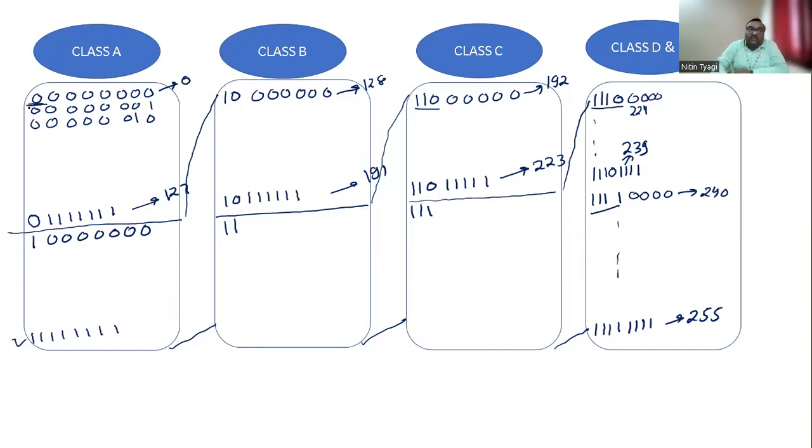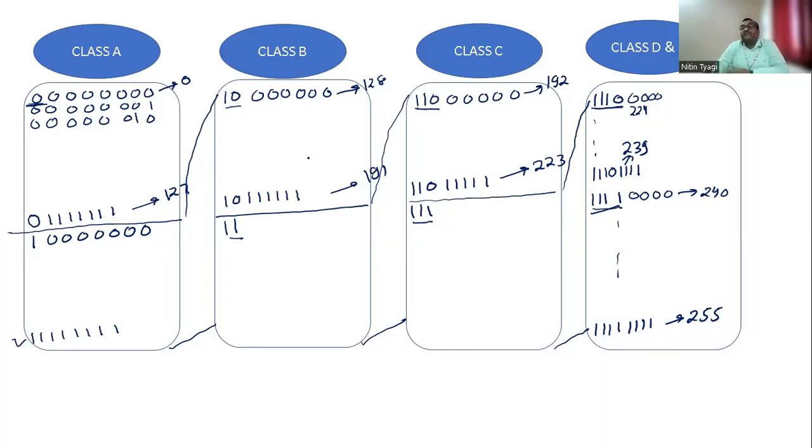For class A, we fix 1 bit. For class B, we fix 2 bits, like 10. In class C, 3 bits, 110. In class D, 4 bits, 1110. So this is the range.